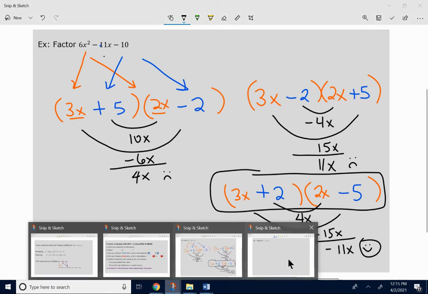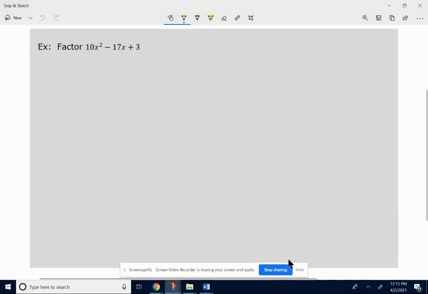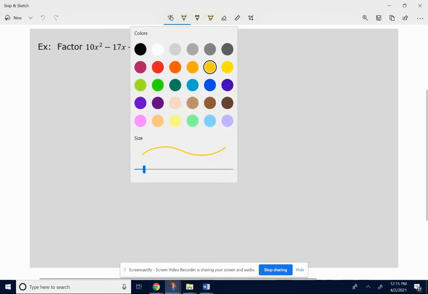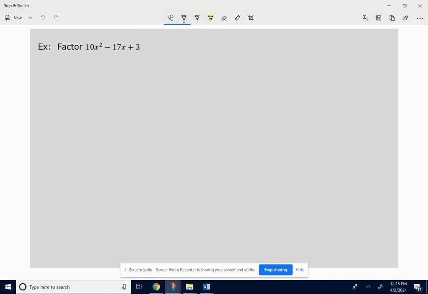Okay, last example. This is a long video. Let's say I wanted to factor 10x squared minus 17x plus 3. I'm going to show you something. I want to do this. I'm going to write down the problem again.